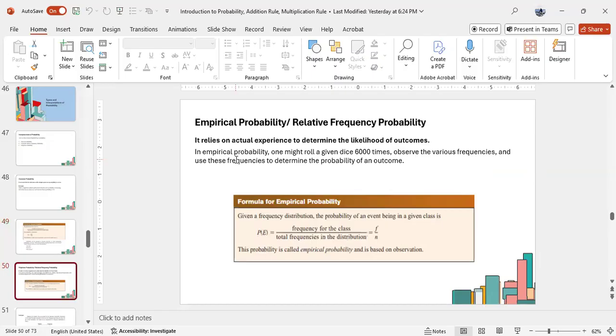What is empirical probability? It relies on actual experience to determine the likelihood of outcomes. In empirical probability, we might roll a given dice 6,000 times, observe the various frequencies, and use these frequencies to determine the probability of an outcome. The formula for empirical probability, or relative frequency probability, is the frequency for the class, denoted by F, divided by the total frequencies in the distribution, denoted by N.